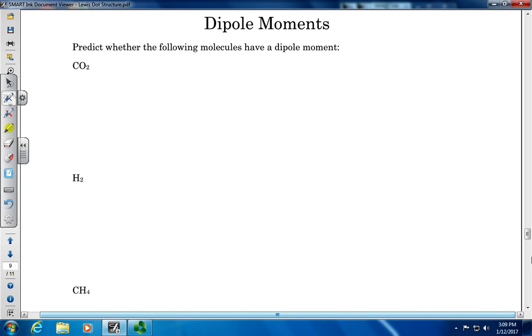at dipole moments. We're asked to predict whether the following molecules have a dipole moment, and the only way of doing that is to draw the molecule. The thing to remember regarding dipole moments is that you're looking at the difference in electronegativity between connected atoms, that are atoms that are bonded together.